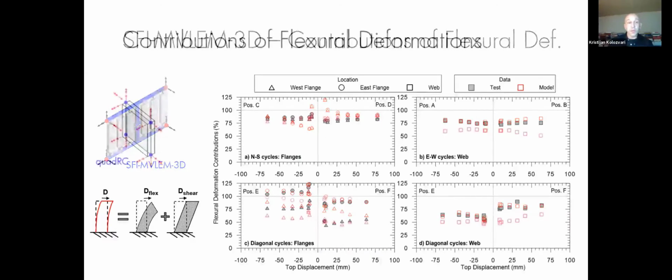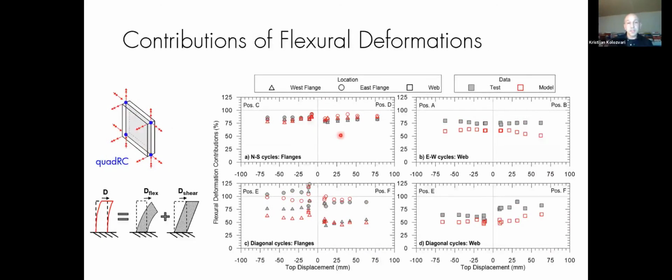And then we're looking at the quad wall model. It's kind of the opposite. This one is doing better in the flanges and a little bit worse in the web. But overall, they both capture nonlinear shear and flexure deformations, and still within the ballpark, I would say, in terms of these contributions to the total displacement.